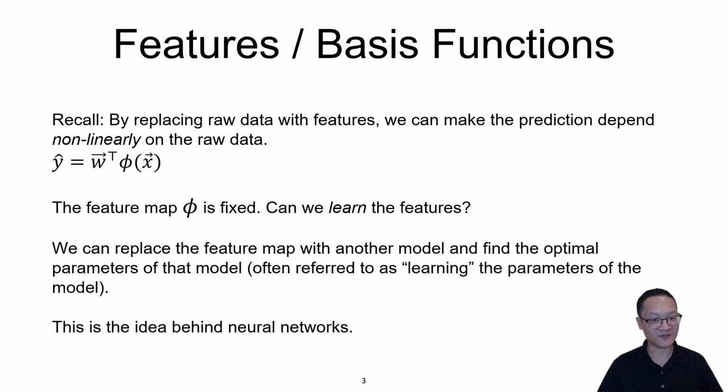So let's go back to our linear regression model with features. The idea back then was that we can replace the input data with the feature of the data. That will allow us to have a model that is non-linear in the input, but still linear in the weights. For example, the features could be polynomial features. But the problem here is that we still need to pick the features, and the feature map is fixed. How do we know what feature to pick? So the idea of neural networks is that maybe we can learn the features. Instead of using this phi of x feature function as a fixed function that we pick, we can try to change phi into a model that we learn. This is basically the idea behind neural networks.